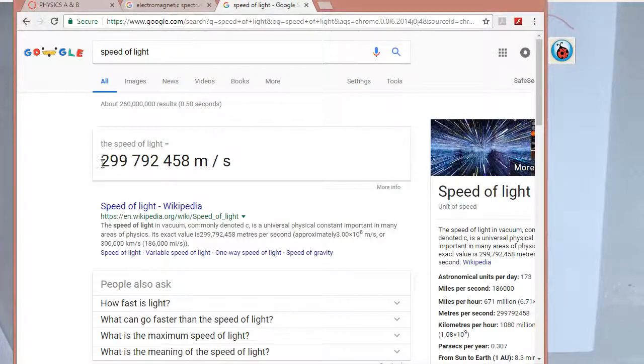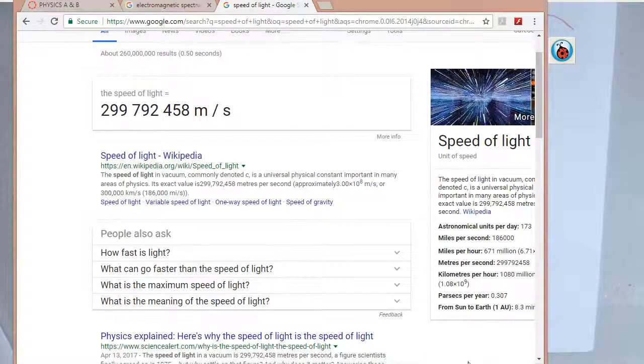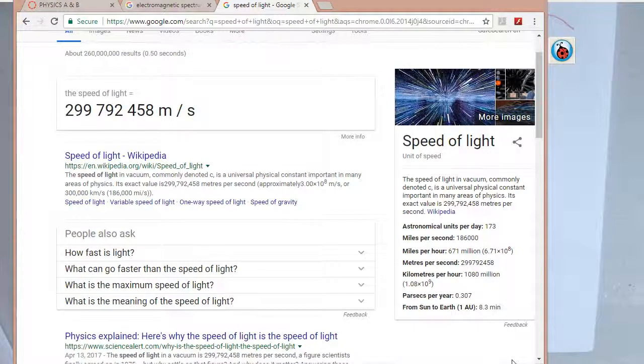Okay, cool, so we were right. We rounded that up, 299,000, actually no. That's faster than that. That's faster than that. Let's scroll over. Let's see. Miles per hour at 671 million miles per hour. Okay. 299,792,458 meters per second. That's pretty fast, right?